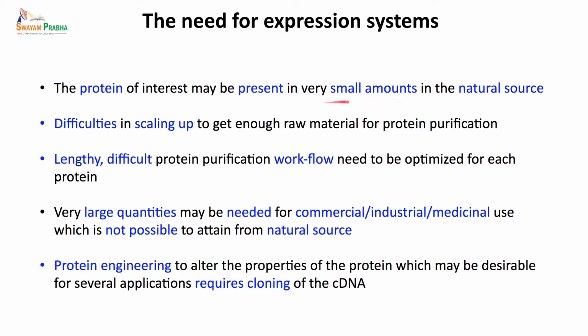So the protein may be present in very small amounts. For example, if you want to isolate a mitochondrial protein, and it is a mouse mitochondrial protein, then you will have to isolate a lot of mitochondria from the mice, and so you may have to sacrifice many mice. And even then, this particular protein is a fraction of the total mitochondrial protein. So how much protein can you really make? So that is the first limitation of isolating the protein from the natural source.